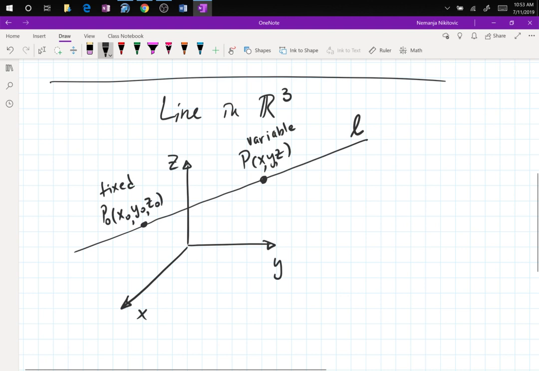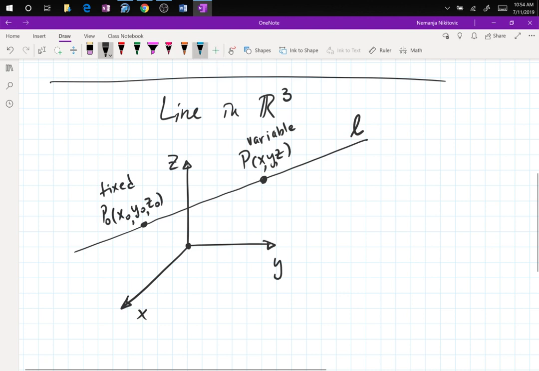Now we know that any point you draw on the system is going to have a vector stretching from the origin that would show the location of that point.